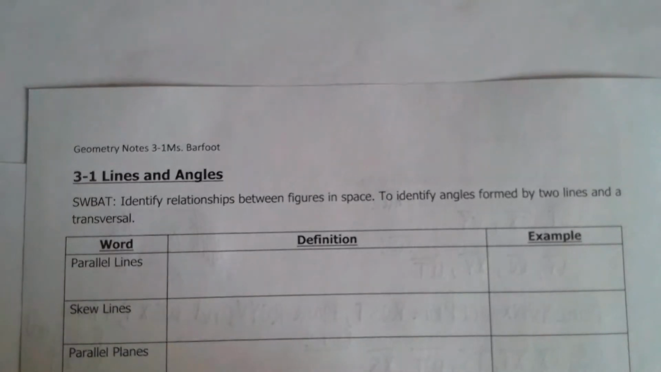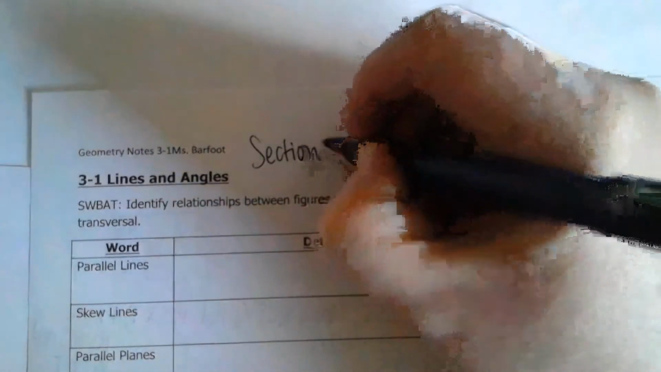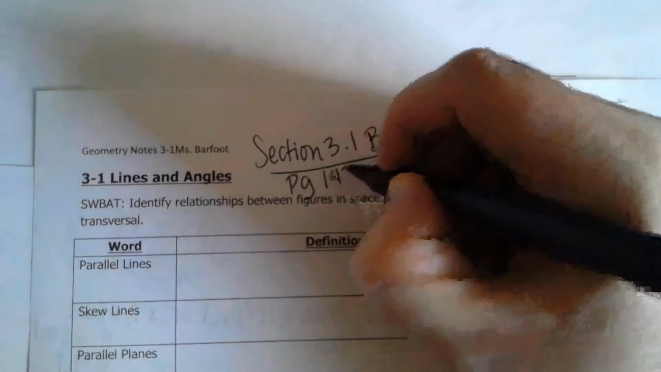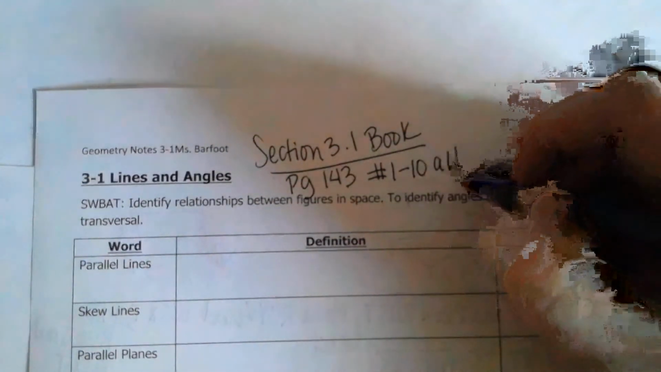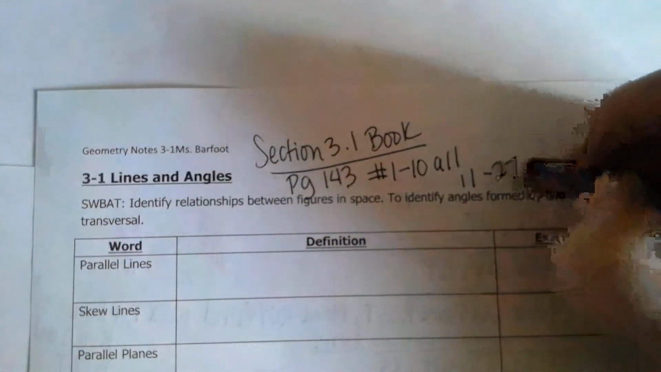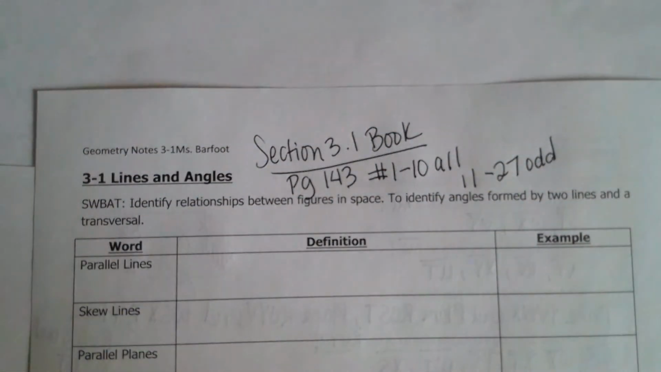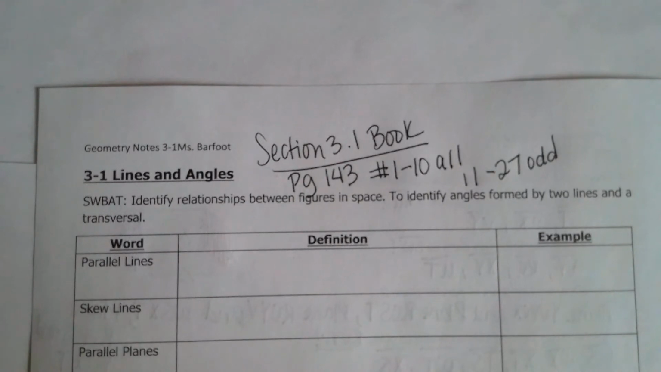Now that you're done with your notes, I want you to go ahead and get started on your bookwork. So your Section 3-1 bookwork is on page 143, numbers 1 through 10 all, 11 through 27 odd. I already have this uploaded onto Google Classroom for you. So either grab a textbook or grab a Chromebook and get started on this bookwork.